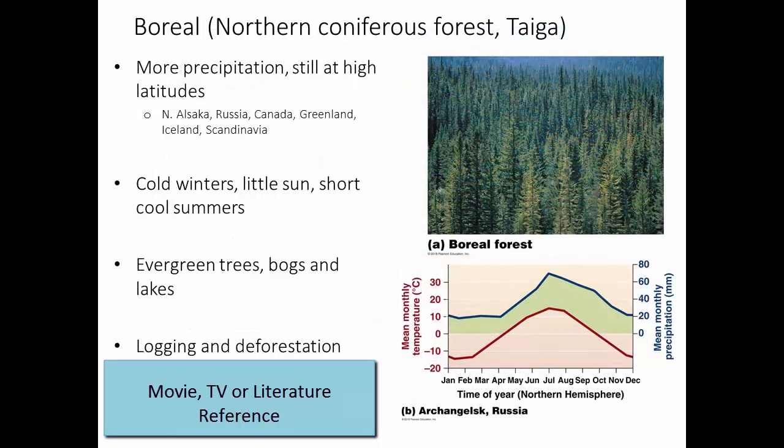The boreal forest, also known as the northern coniferous forest or the taiga, is found across Canada, Alaska, Russia, and Scandinavia. Evergreen species such as spruce, fir, and pine dominate this biome, but you also find bogs and lakes scattered within the forest. This biome develops in cool and dry regions and has long cold winters and short cool summers. Mammals found in this biome include moose, wolves, bears, lynx, and rodents. Like most forests, humans impact this biome through logging and deforestation.